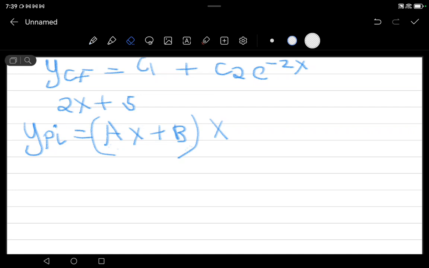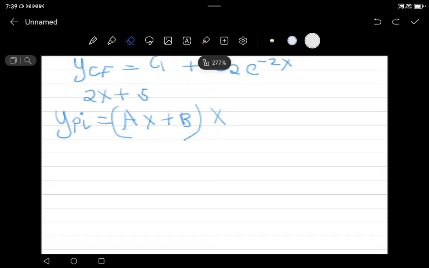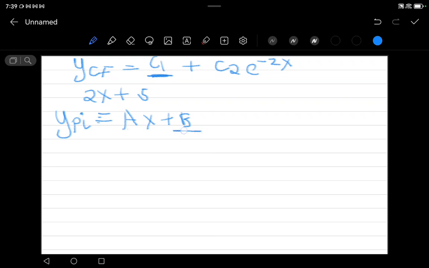So remember, our YCF we got C1 plus C2 times e to the power of minus 2x. So to get a valid value, you have to multiply by x. This is how you see, okay, I have to multiply my YPI by the smallest power of x. So if on your YCF you have a constant, and also on YPI you have a constant, that's where you multiply by what? By x. Did you get that?